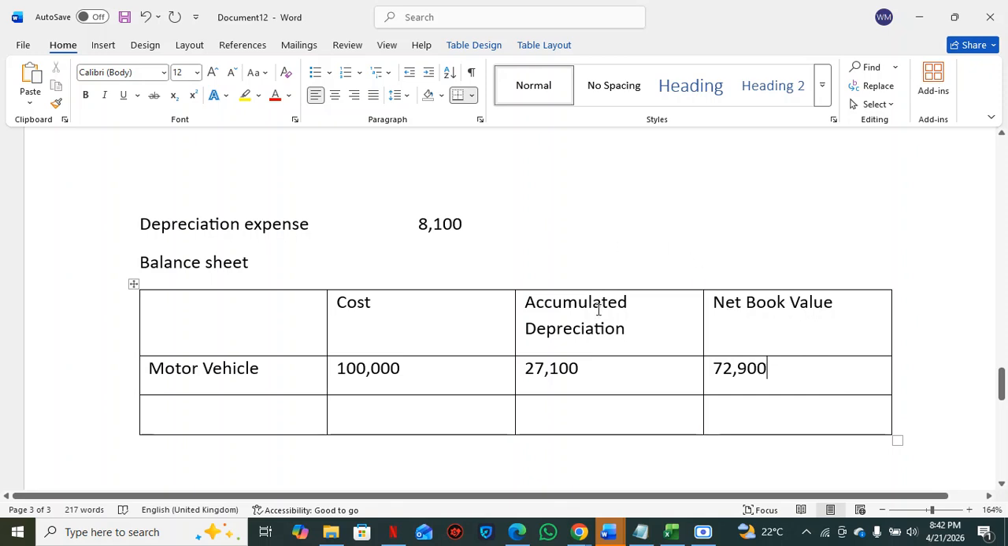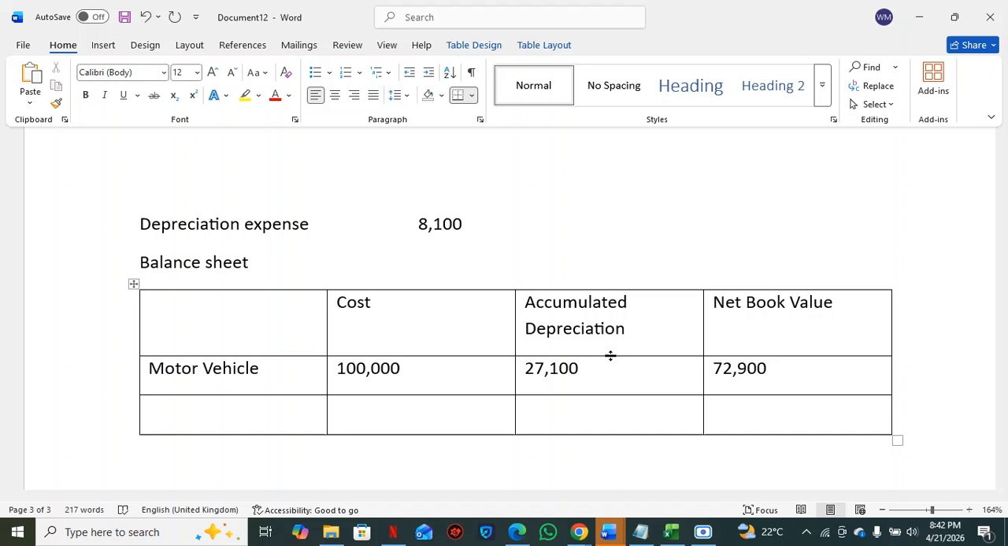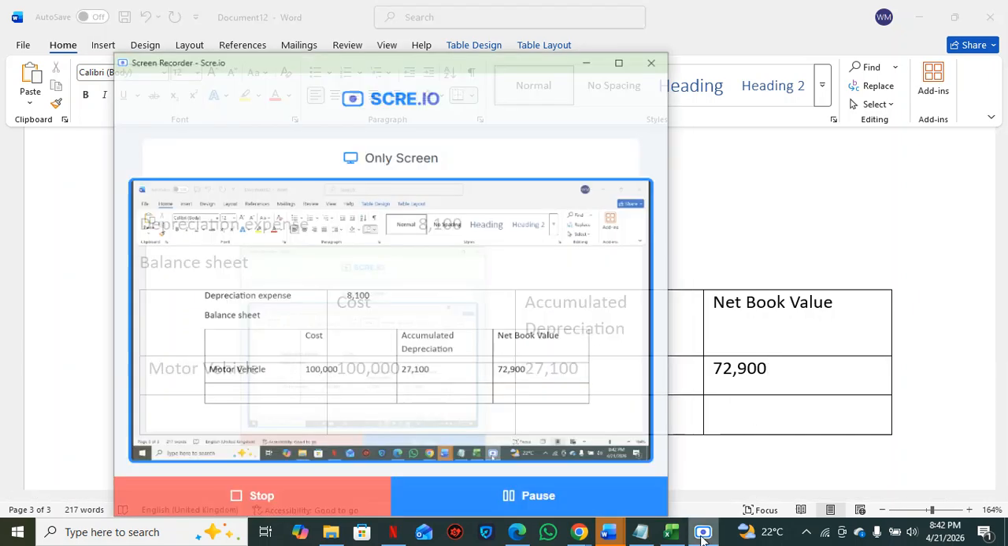Okay, colleagues. So this is how depreciation works on a year-to-year basis. As you can see with the reducing balance method, the depreciation expense is dropping. Unlike the straight line method where it was constant, here it is dropping.